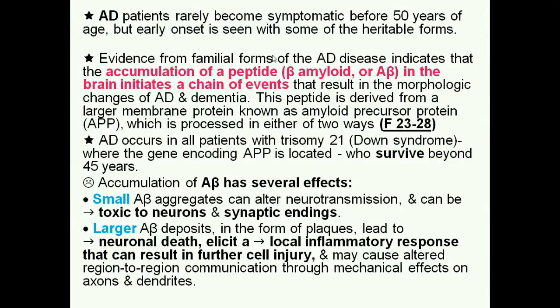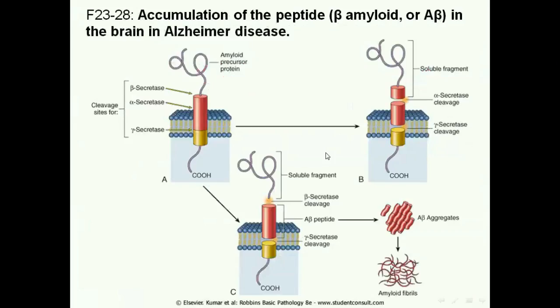Now, how does the familial form of Alzheimer's disease occur? It occurs when there's accumulation of a peptide called beta amyloid, or A-beta, in the brain tissue, which initiates a chain of events. Let's see this picture here. This is what happens in the accumulation of the peptide. This is normal and this is abnormal. This is where Alzheimer's disease happens.